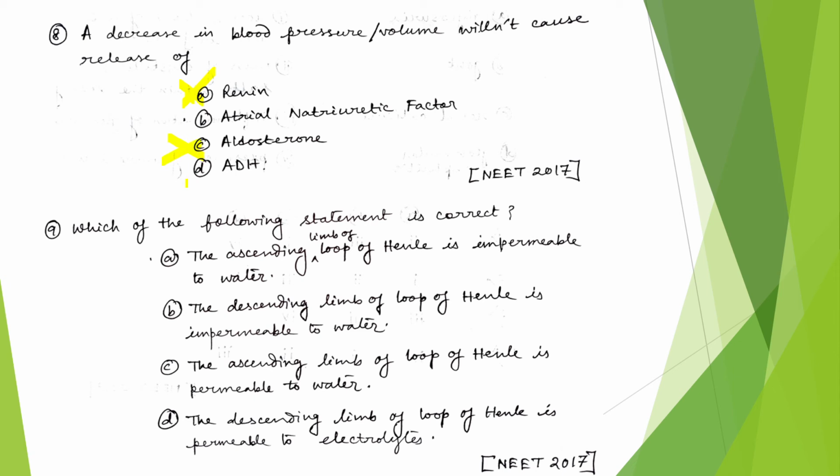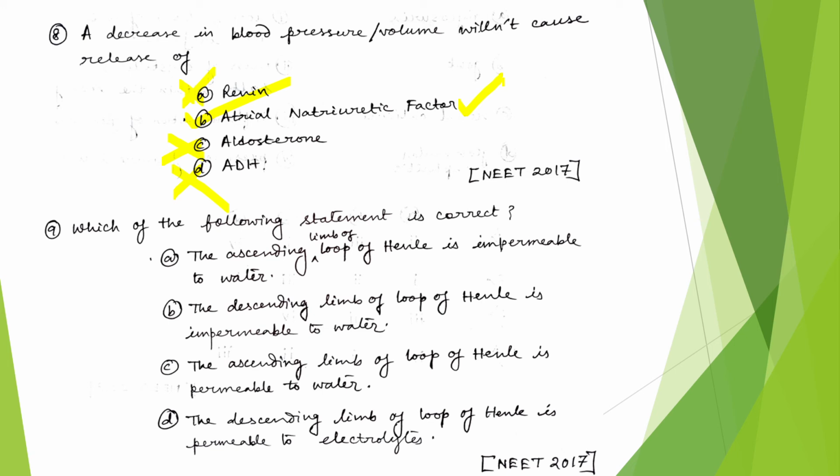And ADH causes absorption of water from your DCT. Okay, that means it causes increase in blood volume or blood pressure. So it will also not be your correct answer. So the correct answer would be ANF for atrial natriuretic factor, because it causes vasodilation, and as the vessels are dilated, the blood pressure will decrease, it will not increase.